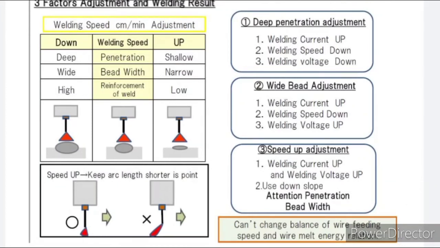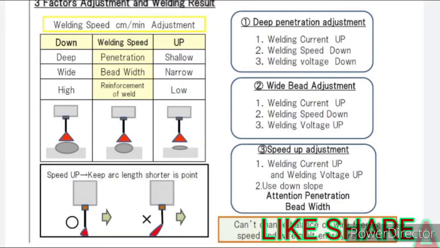There are three sections: 1, 2, and 3. The deep penetration adjustments. We are discussing voltage, current, and speed, but in the sense of welding characteristics, I mean penetration, bead, and speed adjustments. If you adjust penetration, for deep penetration, welding current up, welding speed down, and welding voltage down. Remember, I repeat once again, for deep penetration, welding current up, welding speed down, welding voltage down.